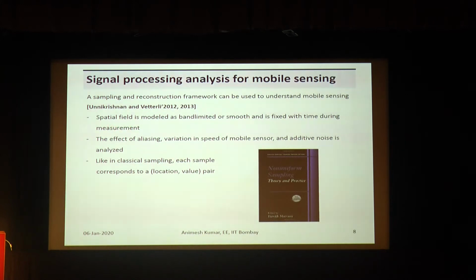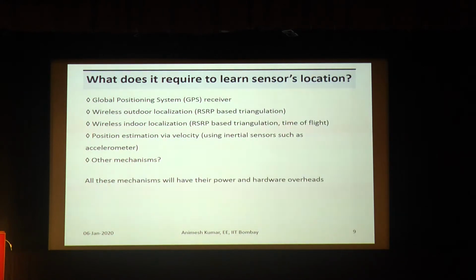They modeled for the most part the spatial field as either band limited or smooth, and then they came up with analysis which explains the effect of aliasing or variation in speed of the mobile sensor and so on. But like in classical sampling, each sample corresponds to both a location and a value pair, and both are known. So the location is known and the value is known. So what does it require to learn a sensor's location? And this is where we'll begin delineating from the existing literature.